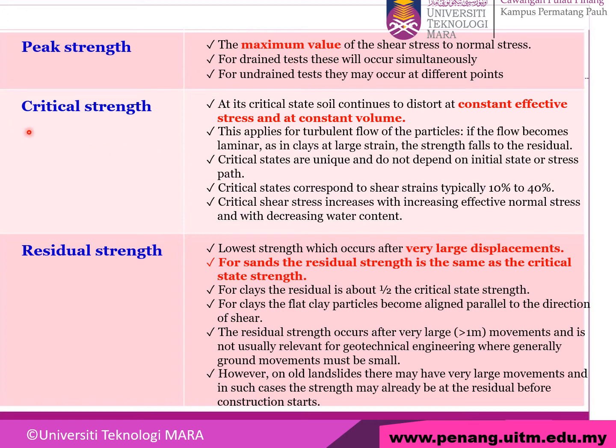How about critical strength? At its critical state, soil continues to distort at constant effective stress and at constant volume. Critical state corresponds to strain typically 10% to 40%. It will increase with increasing effective normal stress and with decreasing water content.